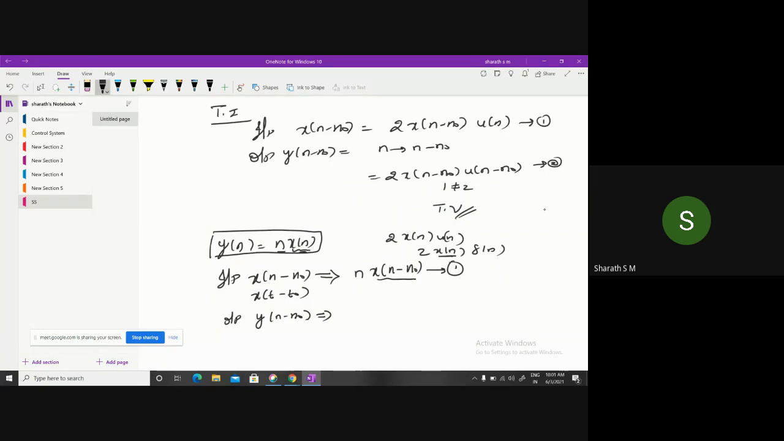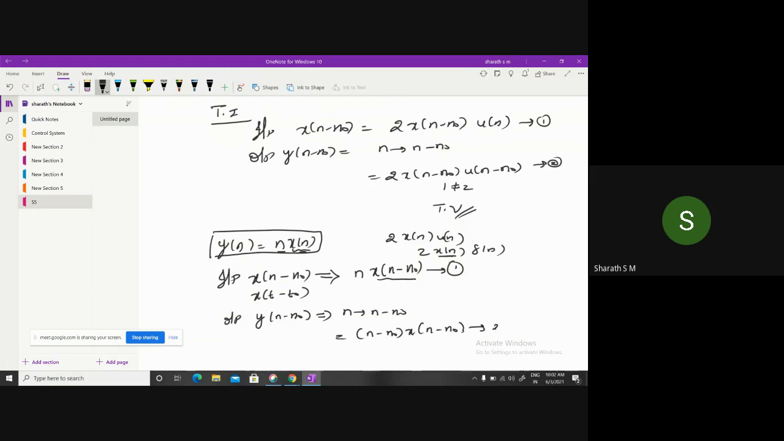in this equation, wherever we have the n term, we replace that old n term by n minus n naught. So here we have a variable n, so we need to replace it by n minus n naught. And here also we have a variable n, that is x of n. So there also we need to write x of n minus n naught.